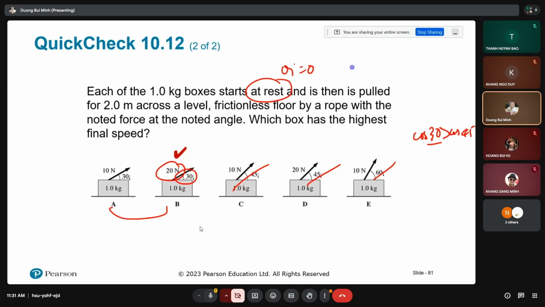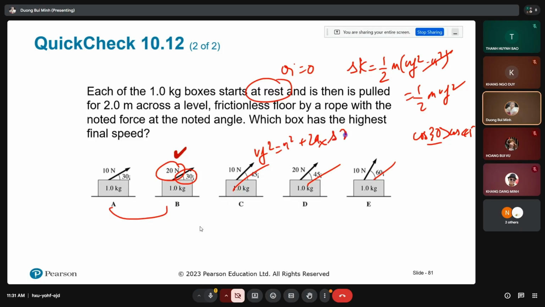So now we have delta K is half m (vf square minus vi square), right? And vi is 0, so you get half m vf square. And how can we calculate vf? You know, vf square is vi square plus 2a delta x, right? And vi square is 0.